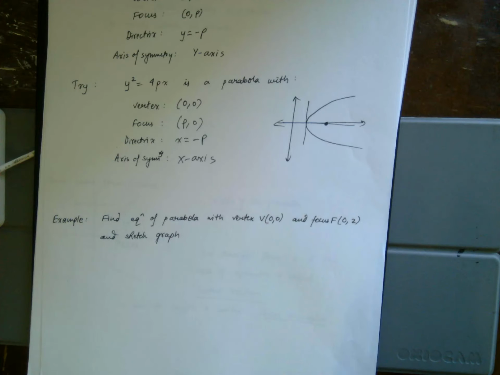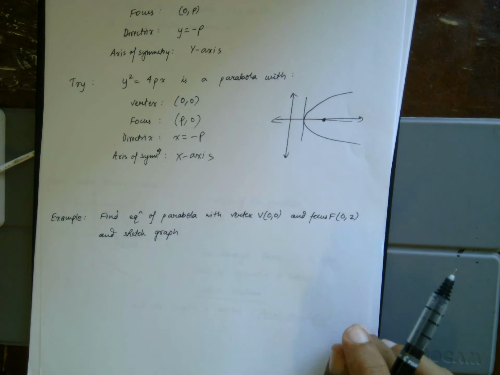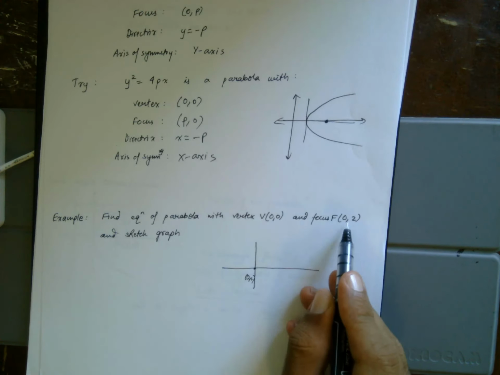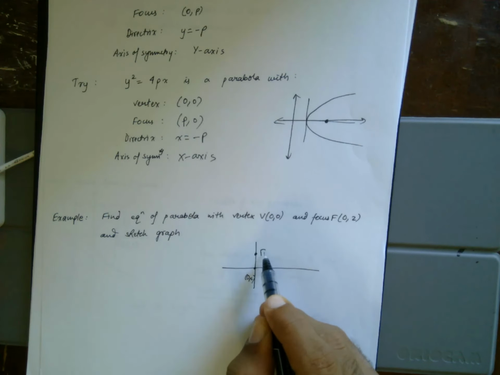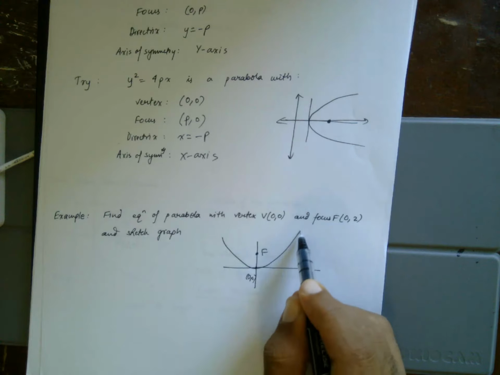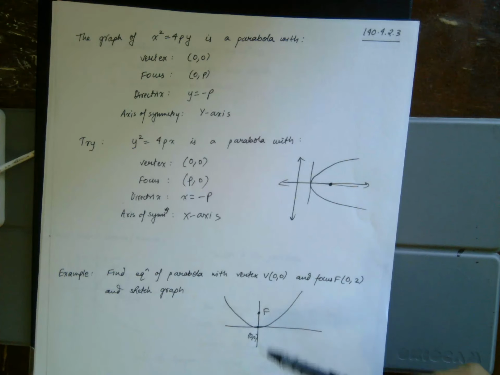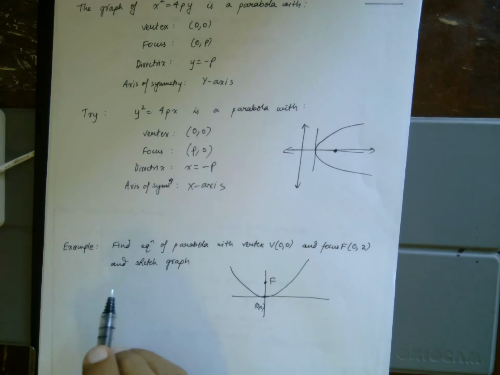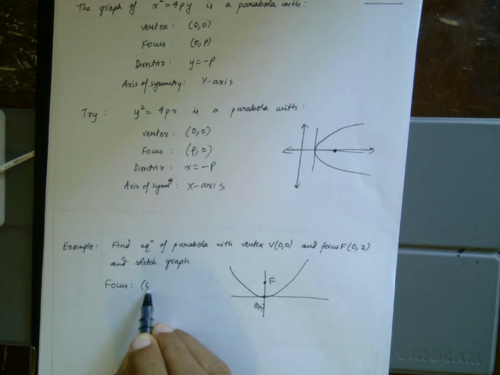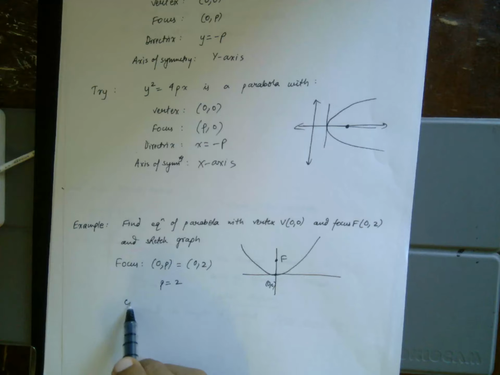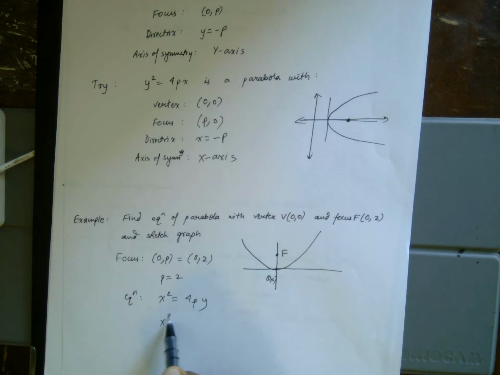Let's look at an example. Find the equation of the parabola with vertex 0, 0 and focus 0, 2. So just based on what is given, vertex 0, 0, focus 0, 2, meaning the focus is here. So we already know this is an upward facing parabola. So which form do we use? That means the axis of symmetry is the y-axis. The focus is 0, p, which is 0, 2, so p is 2. So the equation is x squared equals 4py, which becomes x squared equals 8y.